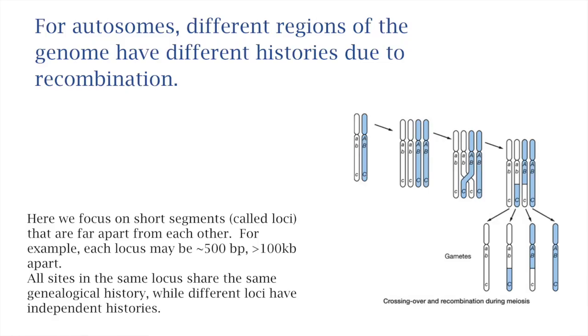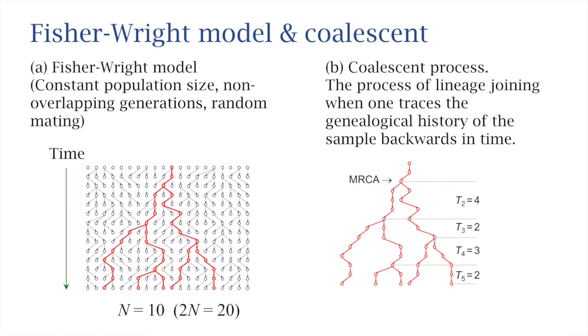So there are different ways of analyzing the data. In my talk here, I will just focus on short segments in the autosomes, so that each segment has one history, but then the different segments have more or less independent histories. So we are going to use the short DNA sequences in the genome to look at their genealogical relationships and to trace the history.